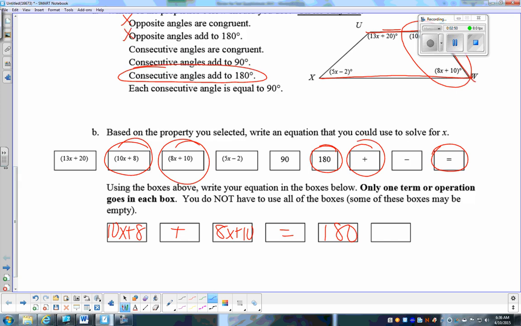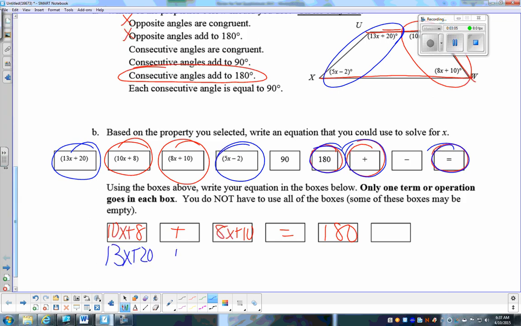We also could have used the other pair of consecutive angles. So we could have said 13x plus 20 plus 5x minus 2 equals 180. Could have used either pair of consecutive angles. We don't need to solve this. All we have to do is set it up. So once we get here, we're good. Move on to the next page.